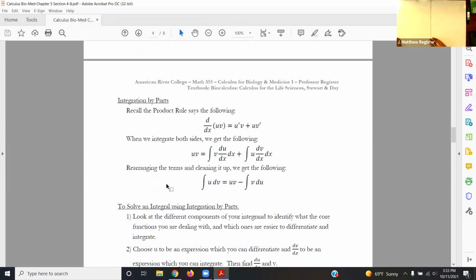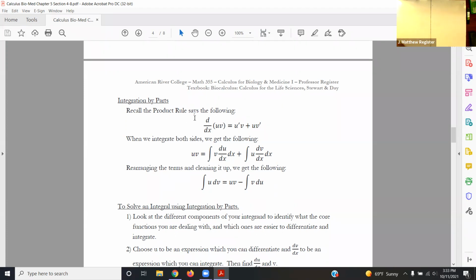The next one is integration by parts. So we just did the chain rule backwards. Integration by parts is the product rule backwards. And let's see if we can see how that is. I kind of have it written here, and so maybe we'll just read through it.